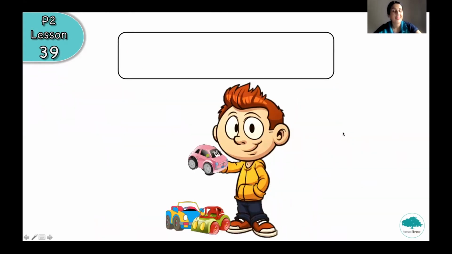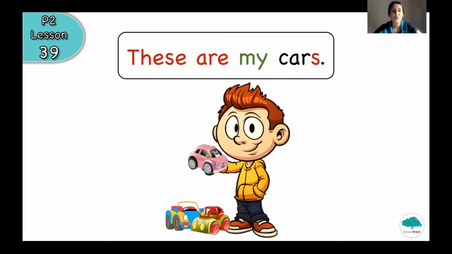Let's have a look. How many cars do you see? 1, 2, 3. 3 cars the boy has. So he says, these are my cars. So if we have many cars, we use these are. And don't forget about S. It means that there are many cars.